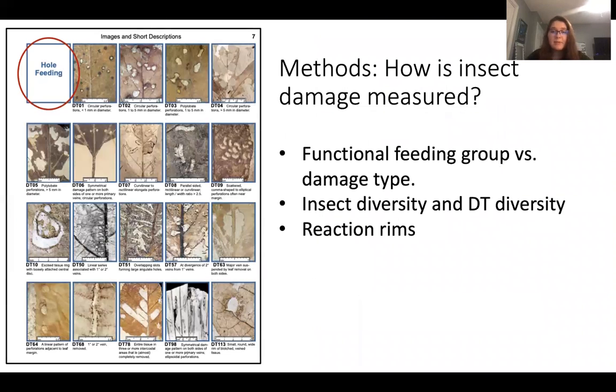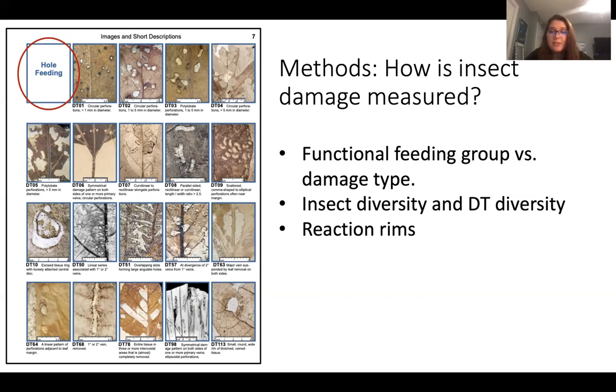Using the Insect Damage Guide by Conrad Labandeira et al., Lauren quantifies the insect damage prior to me photographing and measuring the damage. Insect damage is broken into functional feeding groups and damage types. The circle above represents the functional feeding group, while the following images with the DT denotations are the damage types that make up the functional feeding groups. There are 7 functional feeding groups: hole feeding, skeletonization, surface feeding, galling, margin feeding, piercing and sucking, and mining. Various insects can make a variety of damage, but damage type diversity has been shown to correlate to living insect community and diversity.